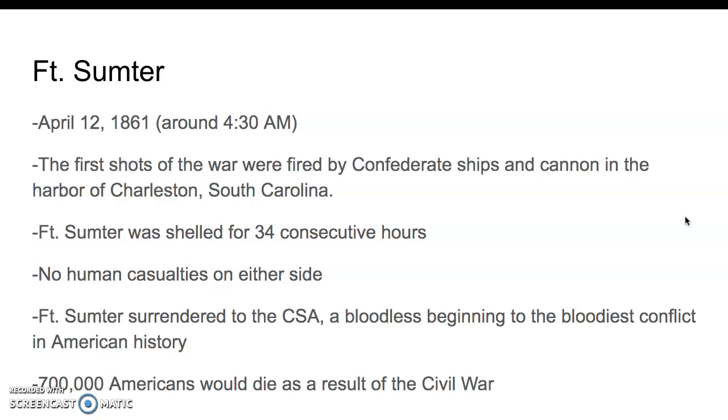Fort Sumter. April 12, 1861, around 4:30 a.m., the first shots of the war were fired by Confederate ships and cannon in the harbor of Charleston, South Carolina. Fort Sumter was shelled for 34 consecutive hours. There were no human casualties on either side. In fact, the only casualty was a horse that got scared and stepped off the ledge of the fort when a cannon went off next to it. Fort Sumter surrendered to the CSA, a bloodless beginning to the bloodiest conflict in American history.